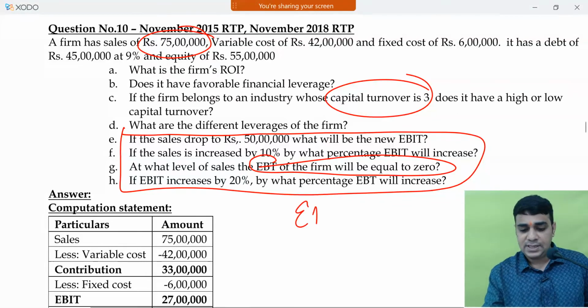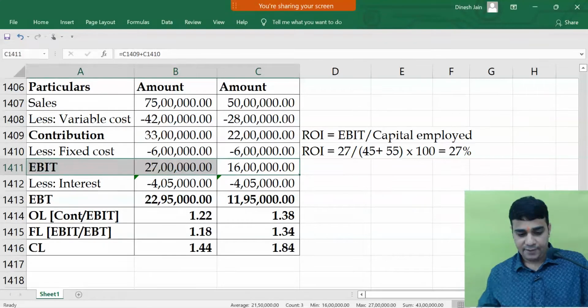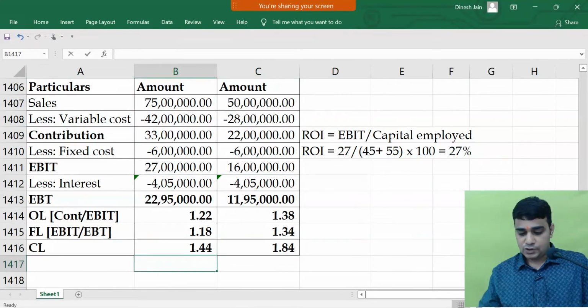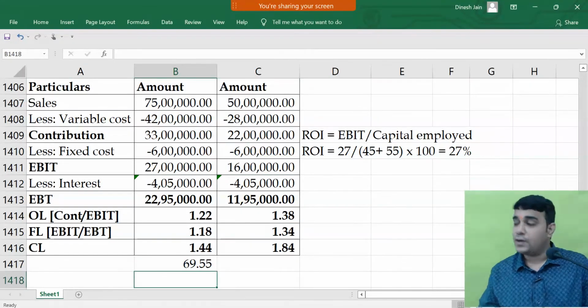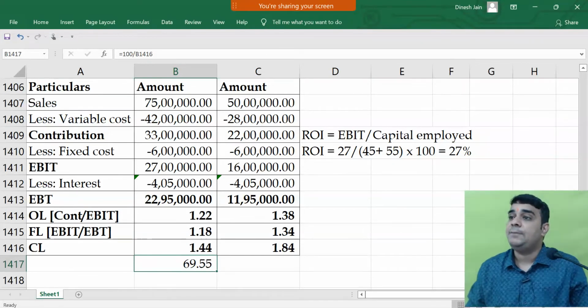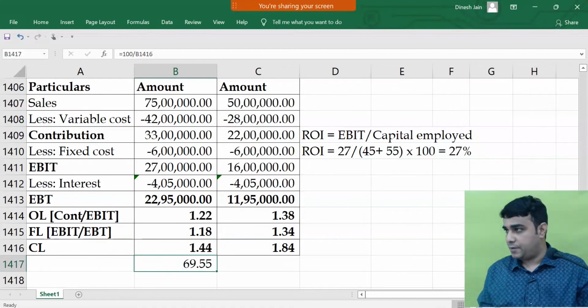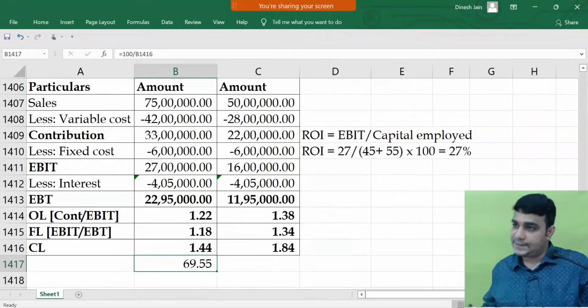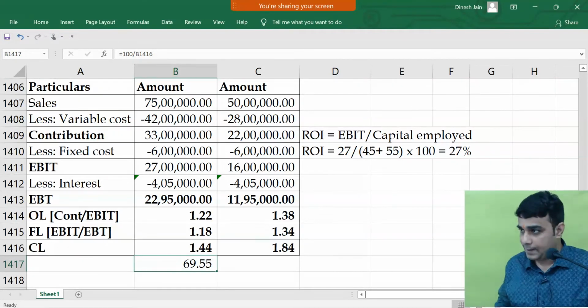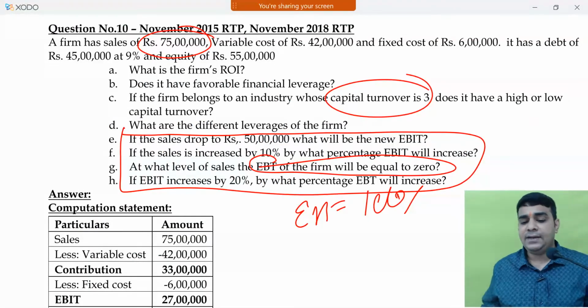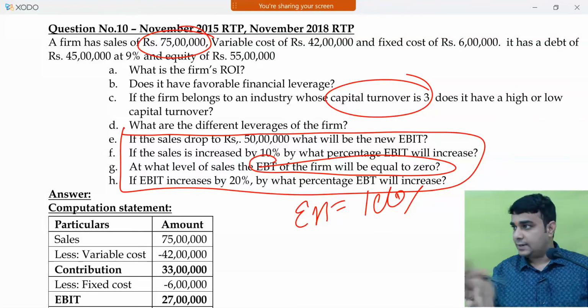So EBIT changes 100%. The combined leverage which we have is 1.44. So I can say 100 by 1.44. Sales should change by 69.55%. Technically you may work with 4 or 5 decimals to avoid rounding off differences. If sales fall by this percentage, EBIT will technically become 0. If EBIT increases by 20%, by what percentage will EBIT increase? EBIT and EBIT, which leverage? Financial leverage. So you will have to be very careful about which are the leverages linking them.